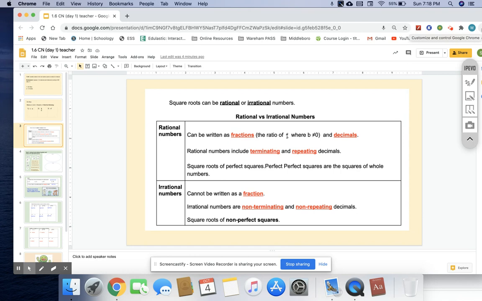Irrational numbers cannot be written as a fraction. Irrational numbers are non-terminating and non-repeating decimals, and they are the square roots of non-perfect squares. You may want to stop this video and make sure you have all the vocabulary written down to fill in the blanks.